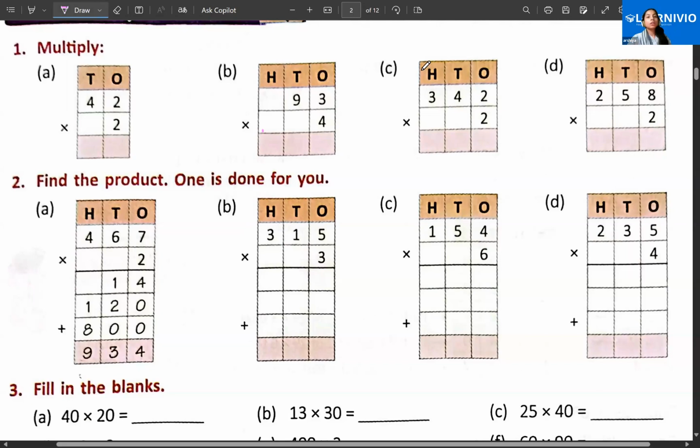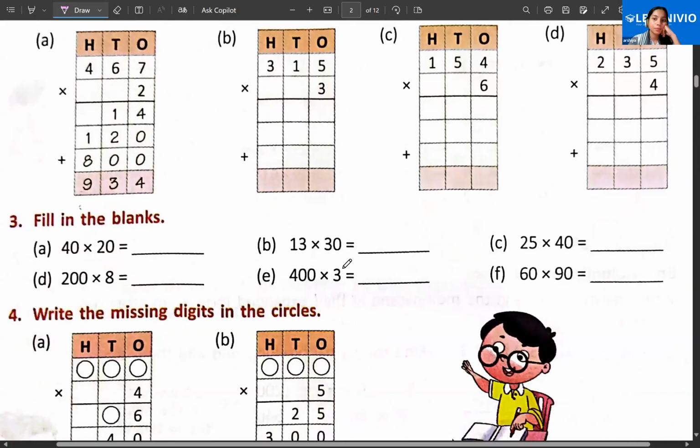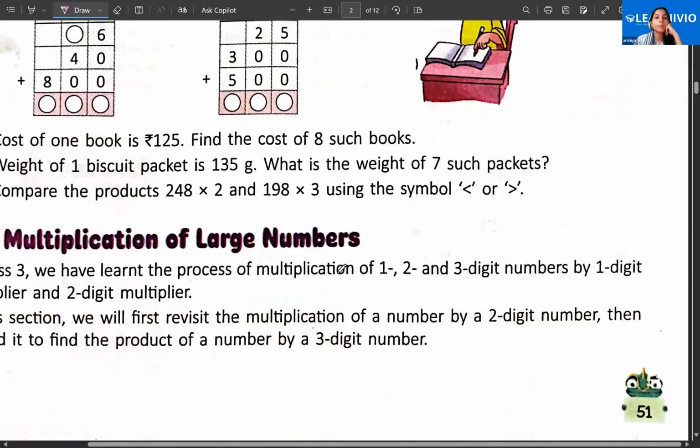Ma'am, page number 51. All right, wait, let me check. Yes. Okay, ma'am.